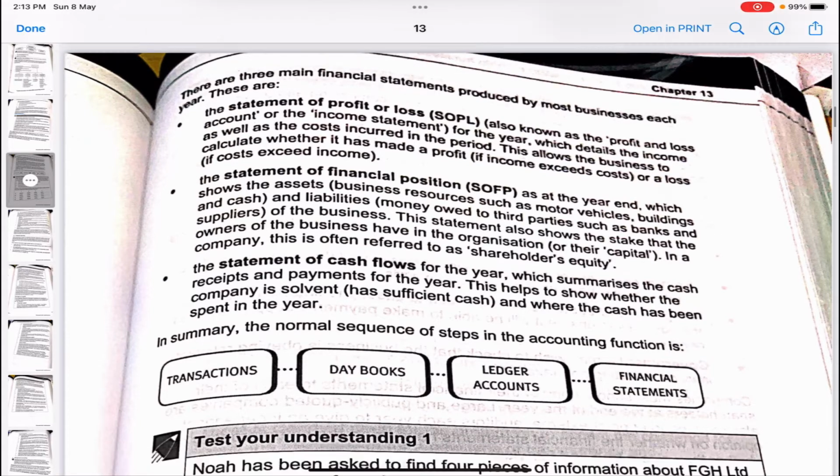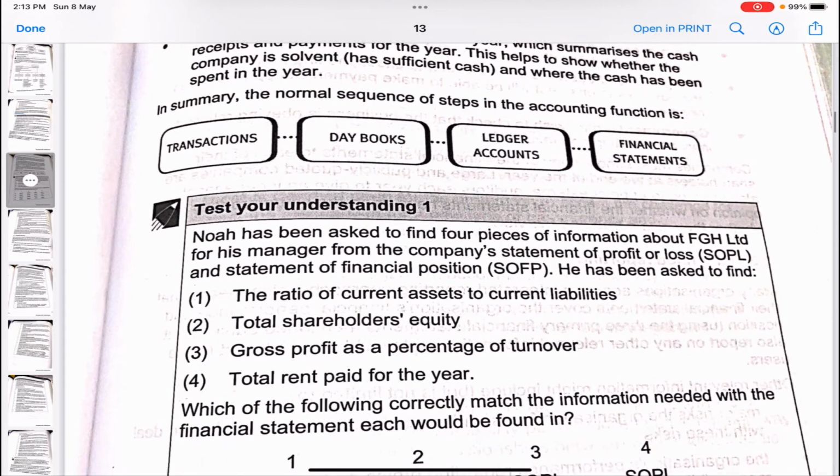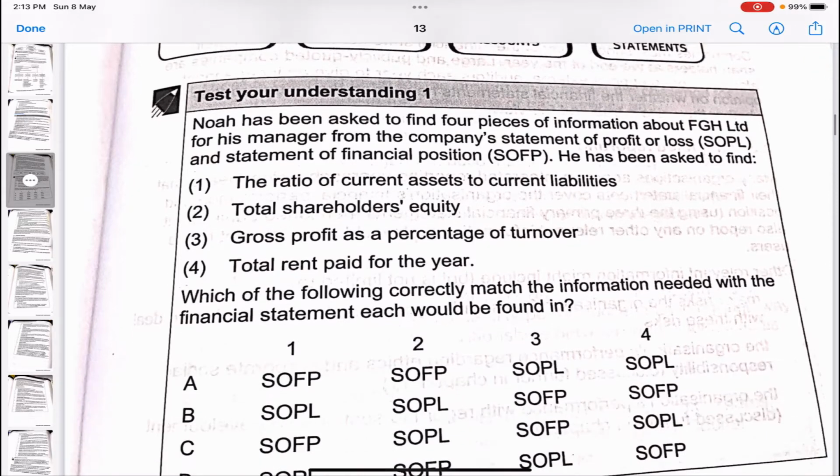In summary, the sequence of the steps in the accounting function is: first, we have the transactions. We write the transactions in the day books. After the day books, we put them into ledger accounts, and then we make the financial statements.